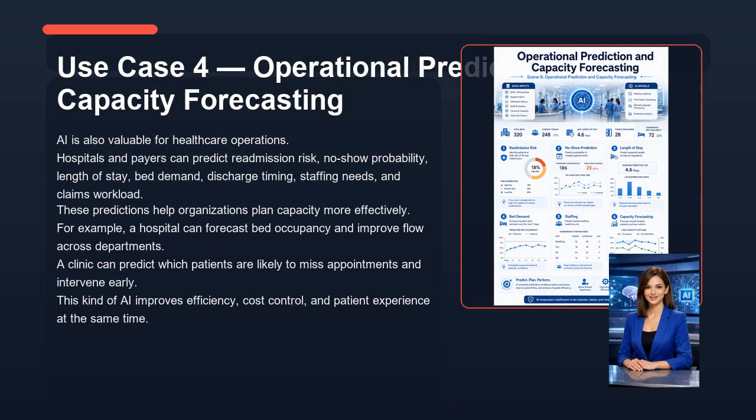Now let's look at use case 4, operational prediction and capacity forecasting. AI is also valuable for healthcare operations. Hospitals and payers can predict readmission risk, no-show probability, length of stay, bed demand, discharge timing, staffing needs, and claims workload. These predictions help organizations plan capacity more effectively. For example, a hospital can forecast bed occupancy and improve flow across departments.